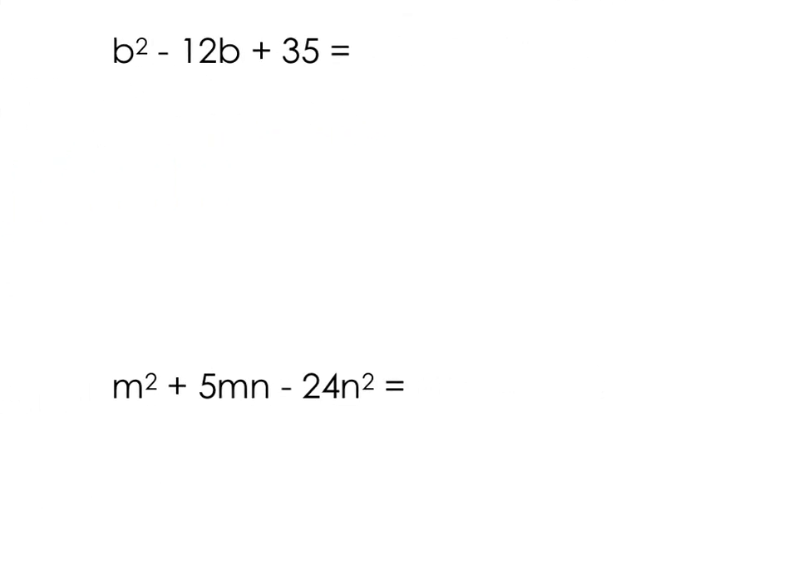Is there a common factor here? No. We always want to think about that, though, because if you can factor out that greatest common factor, it'll make the problem easier. So let's put our double set of parentheses. We want to factor b squared. It's b times b. We want to get a positive 35. That means the signs have to be the same. Are they both positive or negative? They have to both be negative for us to get minus 12b for our middle term.